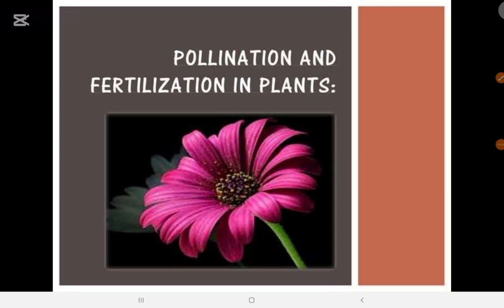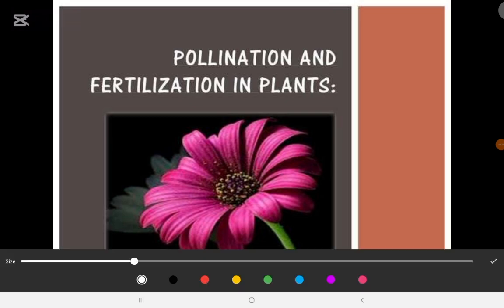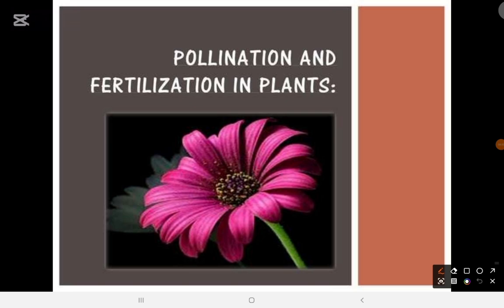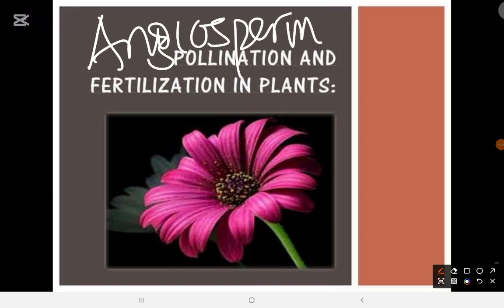Now, in order to understand what fertilization and pollination are, we first have to understand that this process takes place in flowering plants, because the flower is the reproductive part of the plant. We call plants that produce flowers flowering plants or angiosperms. So angiosperms are a group of plants that bear flowers.